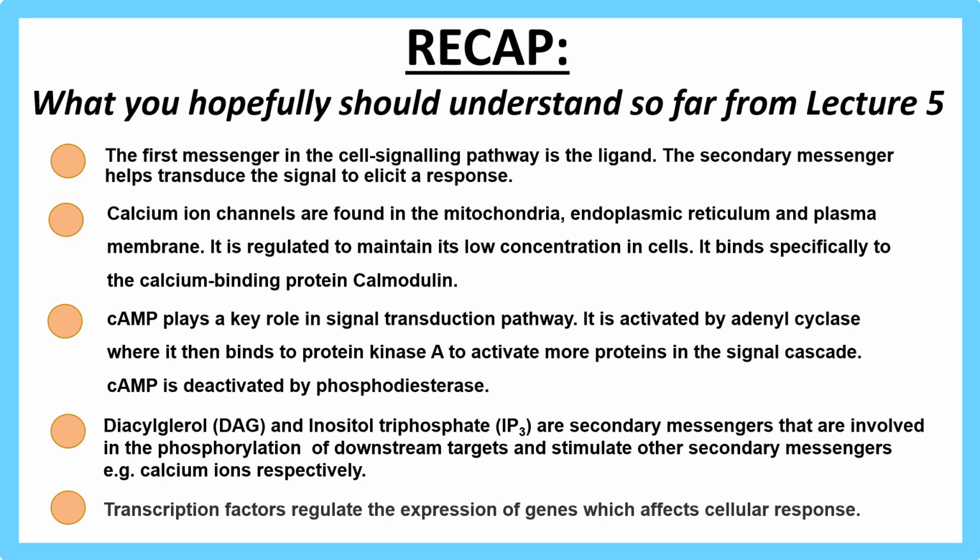cAMP plays a key role in the signal transduction pathway. It is activated by adenyl cyclase, where it then binds to protein kinase A to activate more proteins in the signal cascade. cAMP is deactivated by phosphodiesterase. We also looked at other pathways that involve signal transduction and cellular response, for example, diacylglycerol and inositol triphosphate. So they are also secondary messengers, and they phosphorylate downstream proteins and also stimulate other secondary messengers such as calcium ions, respectively. There are also transcription factors. They regulate genes, the production of genes, and this influences the cellular response.